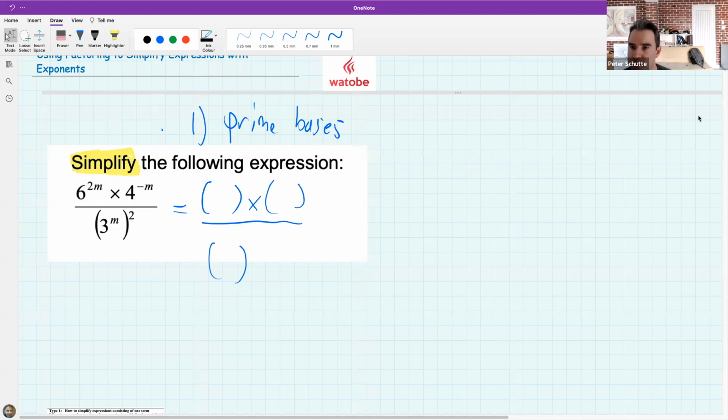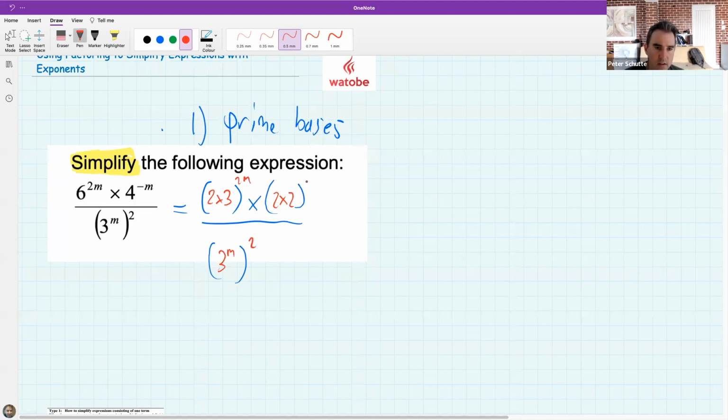Paul, what's your question or comment? Hi, sir. I don't have a question. I just want to share how I've been attempting this question. What Fila said is pretty much right. I wrote the numbers as factors of their prime bases. So that's what I did. And then I got 2 to the power of 2m times 3 to the power of 2m multiplied by 2 to the power of negative 2m, all of that over 3 to the power of 2m. I'm just checking it.